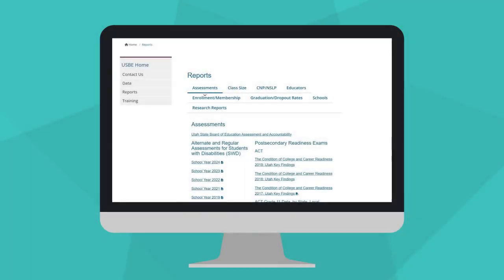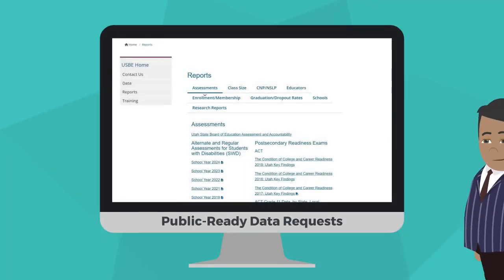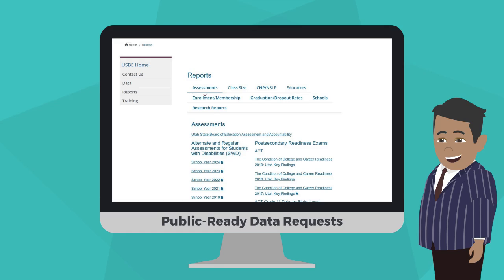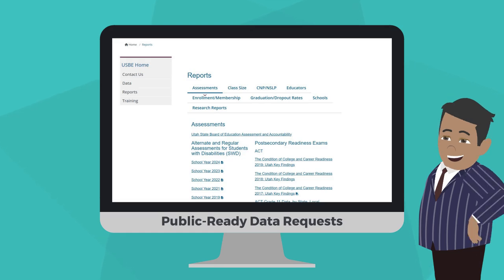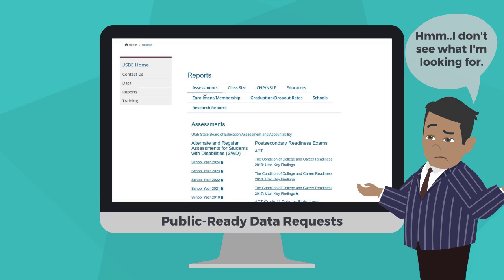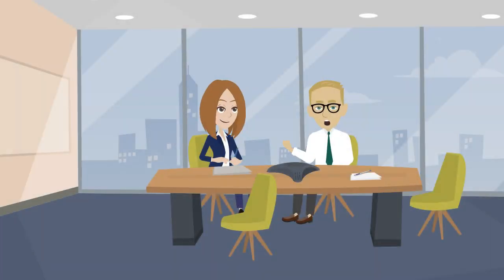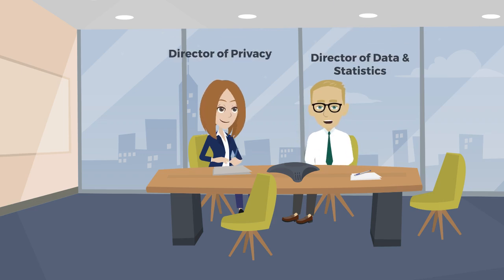The first pathway is for public-ready student data requests. This would be for aggregate data with disclosure avoidance techniques applied to them that were not already publicly available on the USBE website. These types of requests need approval from the Director of Data and Statistics and the Director of Privacy at the USBE.